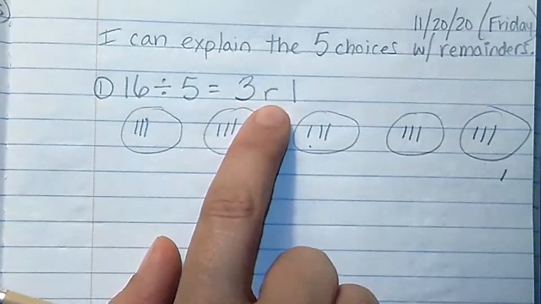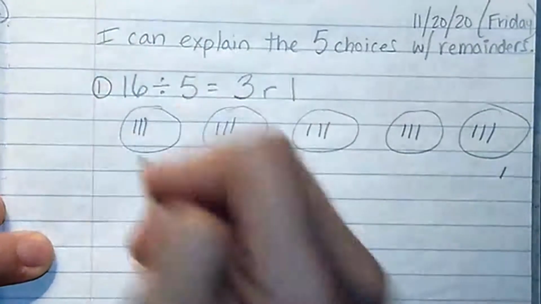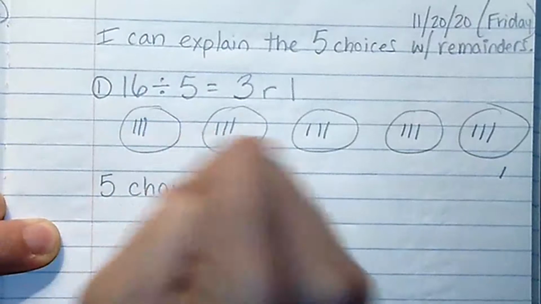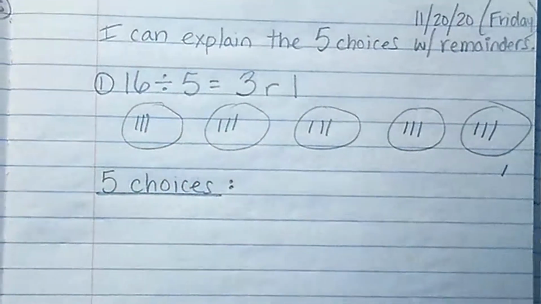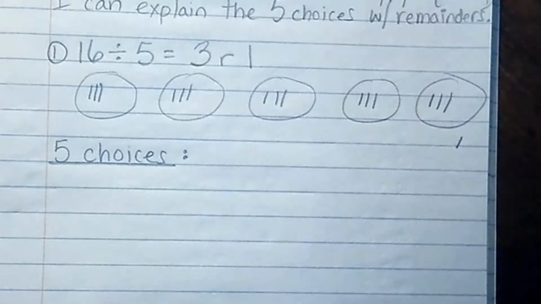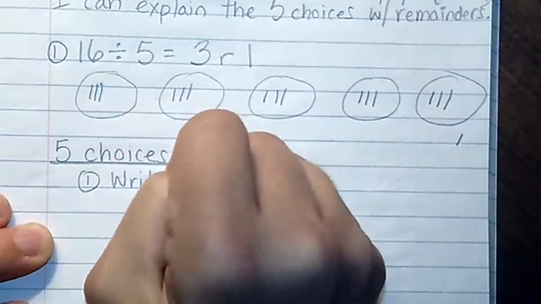Well, now that we have the quotient with the remainder, we have 5 choices of what to do. 5 choices. It's very important you write this down. 5 choices of what you can do now. Number 1, you can write your answer with the remainder.